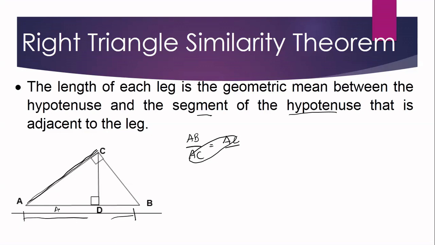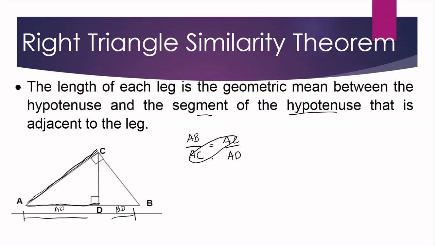Now, dalawa ang segment ng hypotenuse. We have AD and BD. Ano ba ang adjacent sa ating AC? Of course, the segment of the hypotenuse adjacent to AC is AD. So, we have here AB over AC equals AC over AD. So again, the leg is the geometric mean between the hypotenuse and the segment of the hypotenuse that is adjacent to the leg.